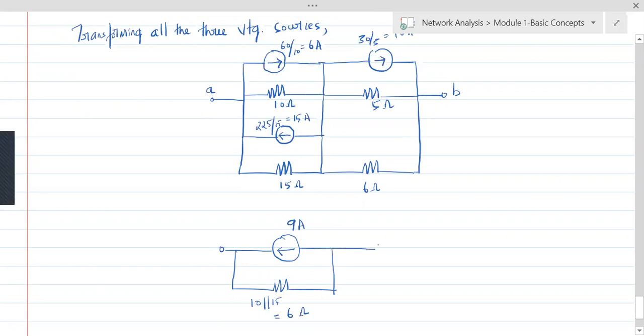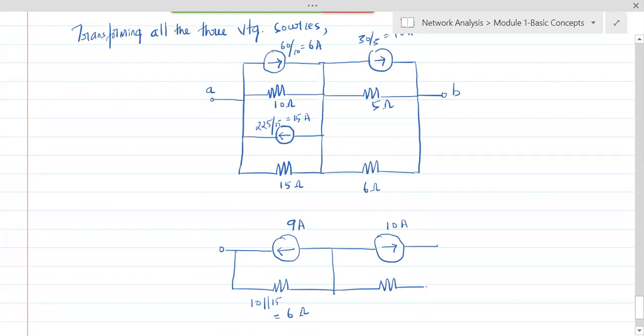And on this side you have this current source, right? There is just one current source, so it would just be that. But you have two resistors there, 6 and 5 ohms in parallel. So what would that look like now? This is B, this is A. 6 and 5 ohms in parallel, what would that be?